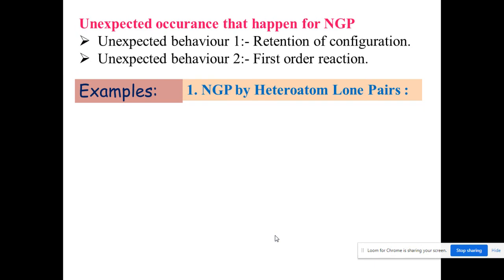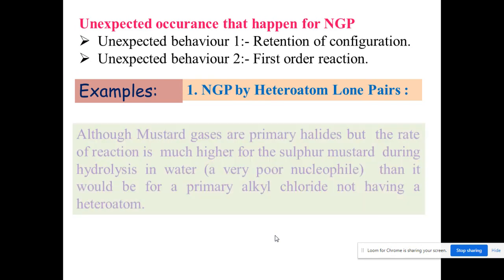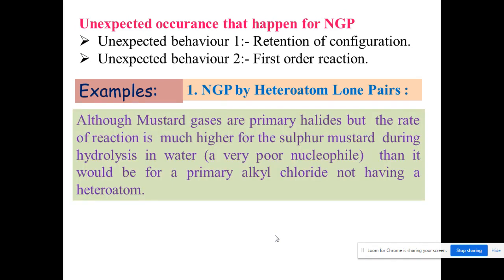First of all, NGP by the heteroatom lone pair. That means a heteroatom containing a lone pair remains as the neighboring group and participates in neighboring group participation. Mustard gas is one of the glaring examples on this point. Although mustard gases are primary halides, the rate of reaction is much higher for the sulfur mustard during hydrolysis in water, which is a very poor nucleophile, than it would be for a primary alkyl chloride not having a heteroatom.